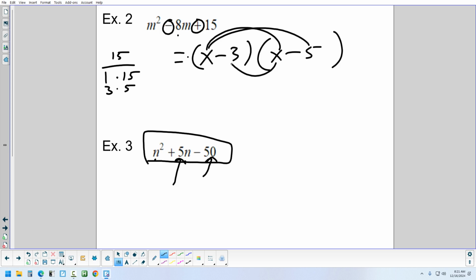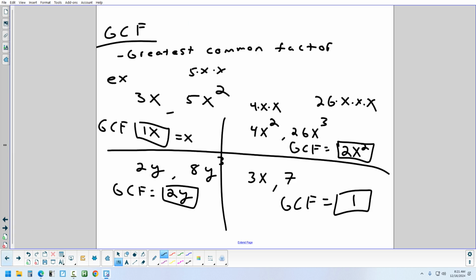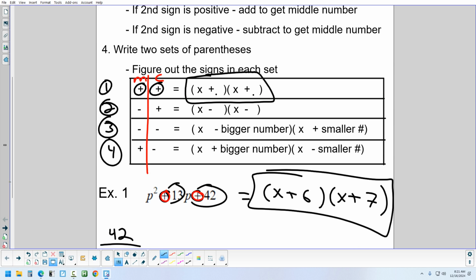Any question on that one? Let's look at this one. You can start just like that. Positive, negative. Let's go back and look at our chart. Which row has a positive in the middle and a negative for the constant? Last one. Yep. So that tells us when we write our answer, it's going to have a plus and a minus because it has one of each.